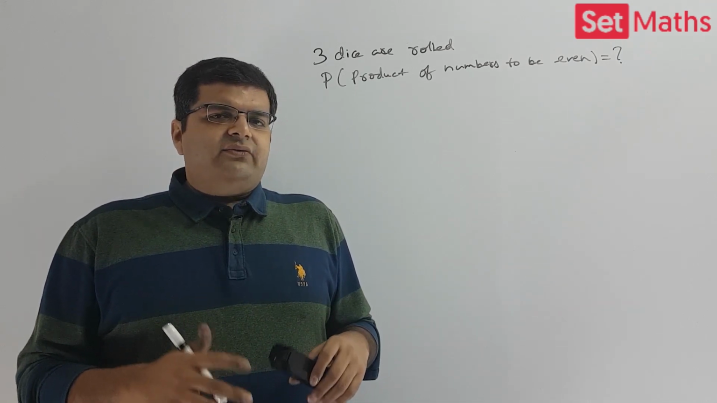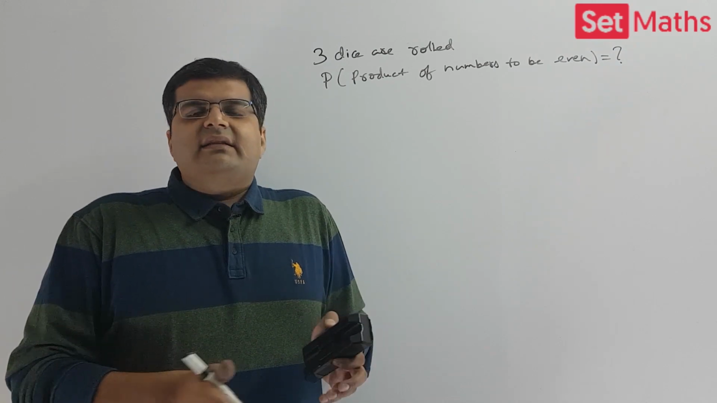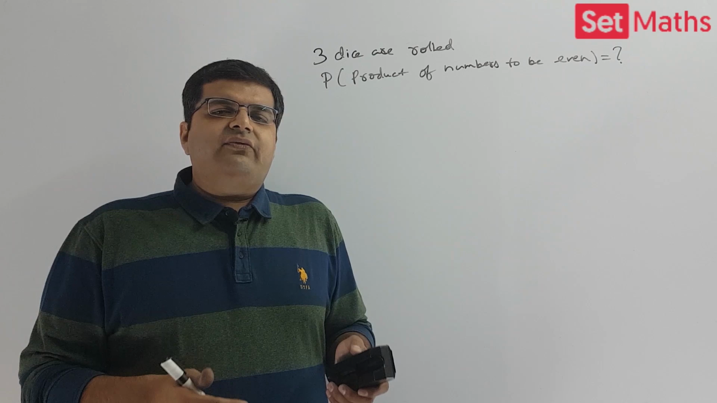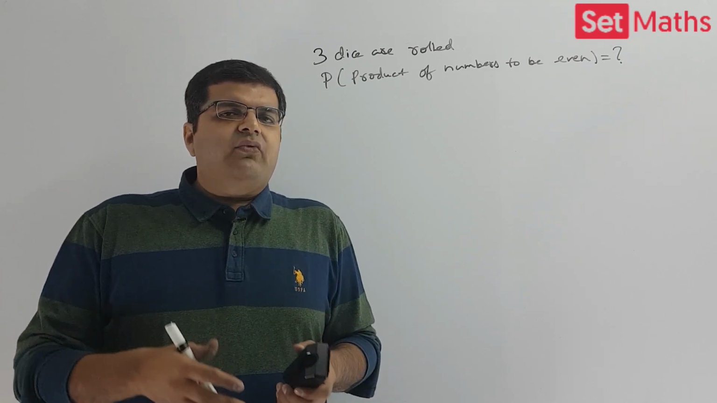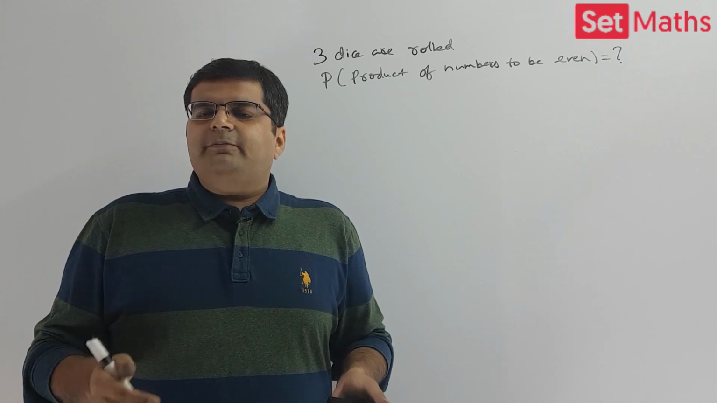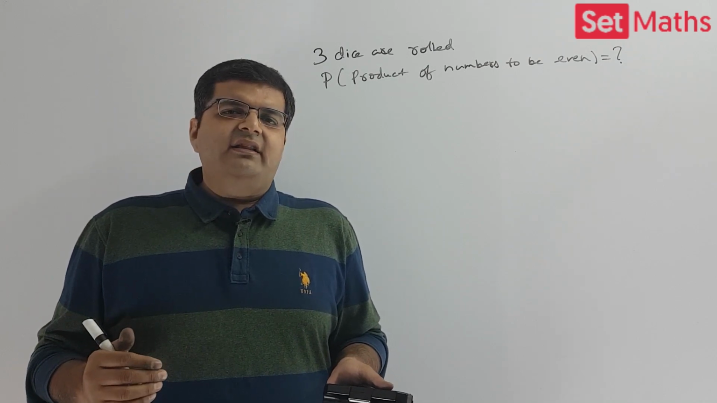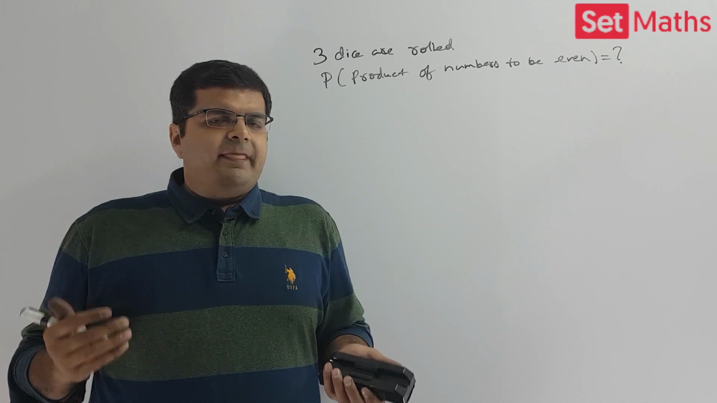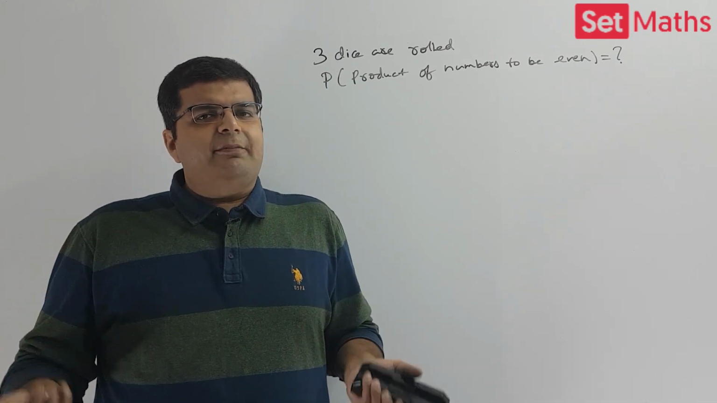What we're going to do is, for this situation, that will be a lot of work for us to find out. What we'll do is, we'll find out the possibilities for odd numbers. For the product to be odd, because the product can be odd only in one case, in which all of the 3 numbers are odd. If all the 3 numbers are odd, then the product is odd.